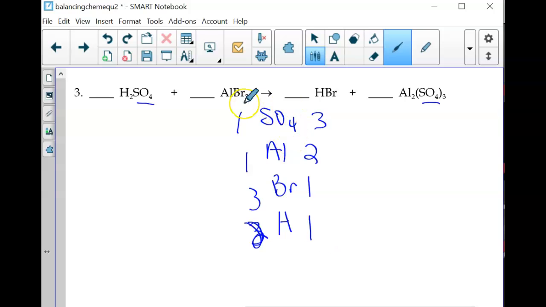Then we're going to balance our sulfates first by putting a 3 here. When I put that 3 here, it changes this because remember there's really a 1 there. So 3 times 1 is 3. But it also changes my hydrogens to a 6, because 3 times 2 for hydrogen on the left is 6. But I'm going to leave it alone for now. I'm going to take care of aluminum next. I need 2 aluminum, so I'm going to put a 2 here, which makes aluminum go to 2 and bromine go to 6.